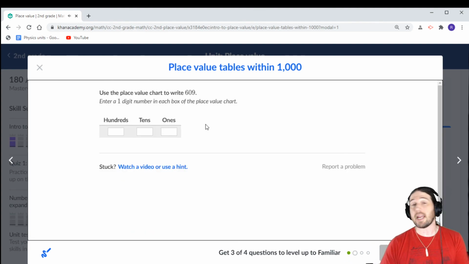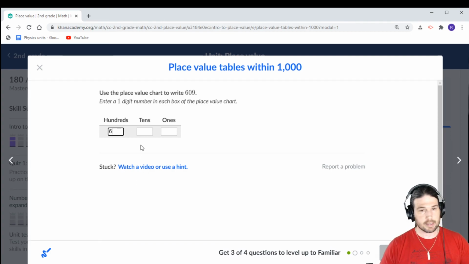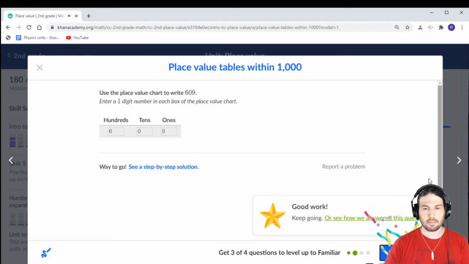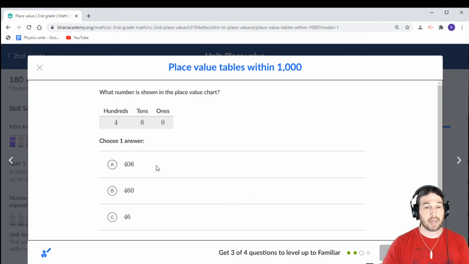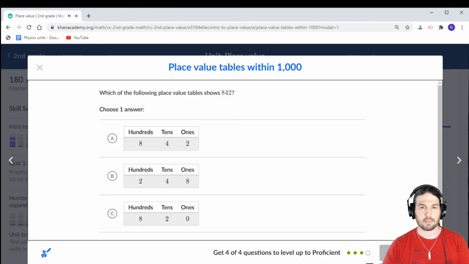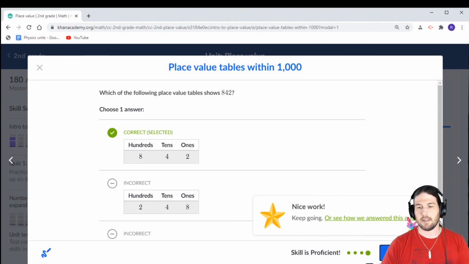And now they do the same thing, but they make us write it. 609 is 6, a 0 in the tens place to represent that there are no tens, and 9 in the ones place. So far, so obvious. Let's see what happens next. So now we've got 4 hundreds, 6 tens, 0 ones. That's 460. And then finally, which of the following place value tables shows 842? That's A. Let's move on.